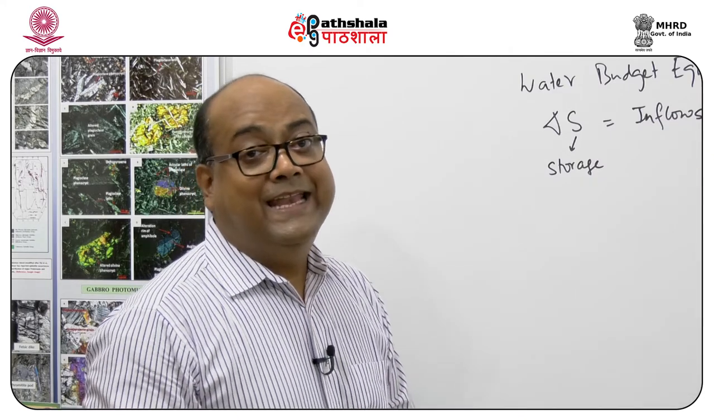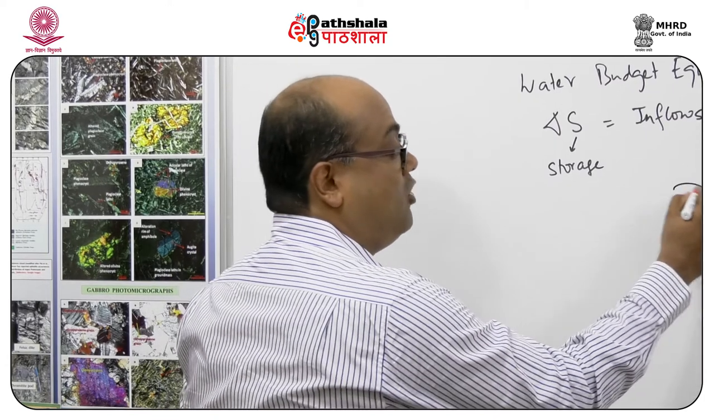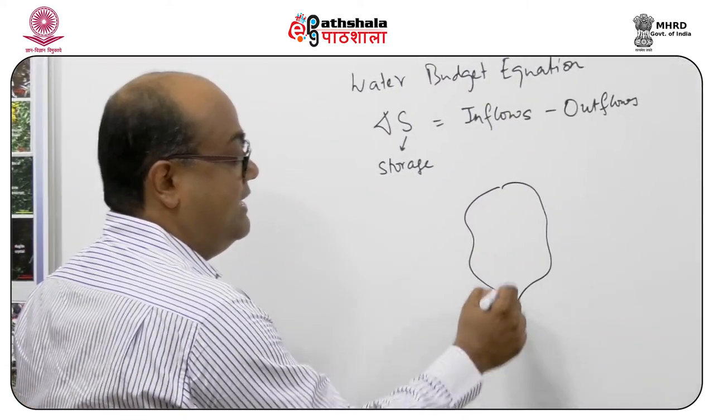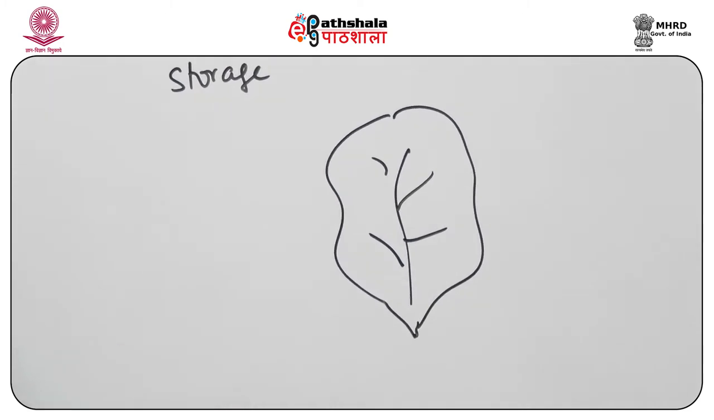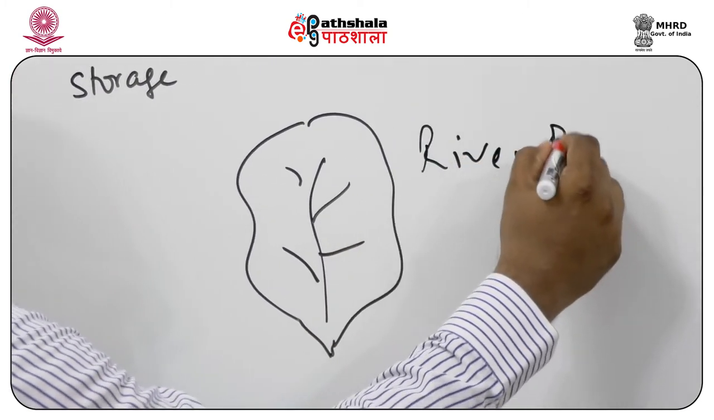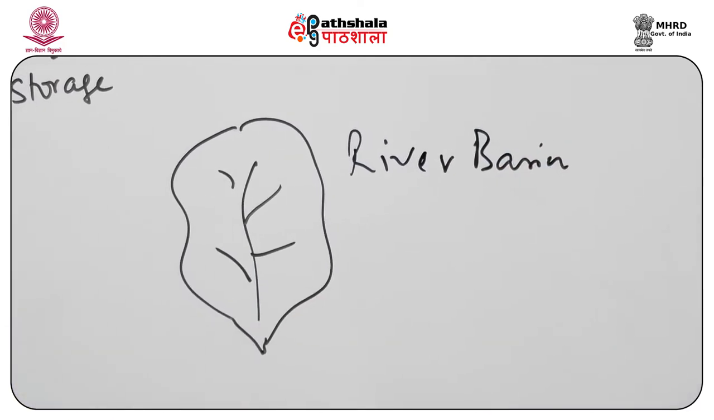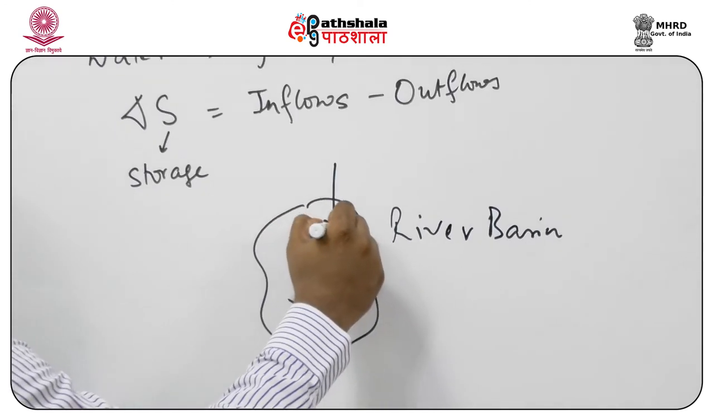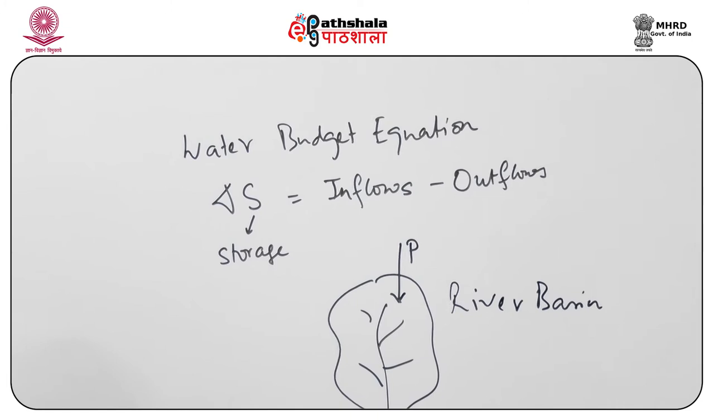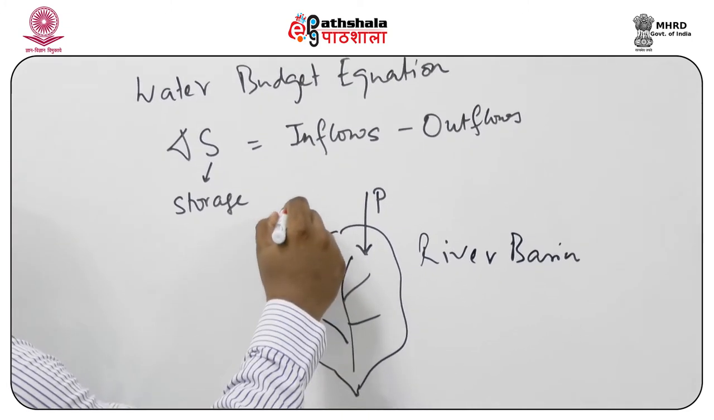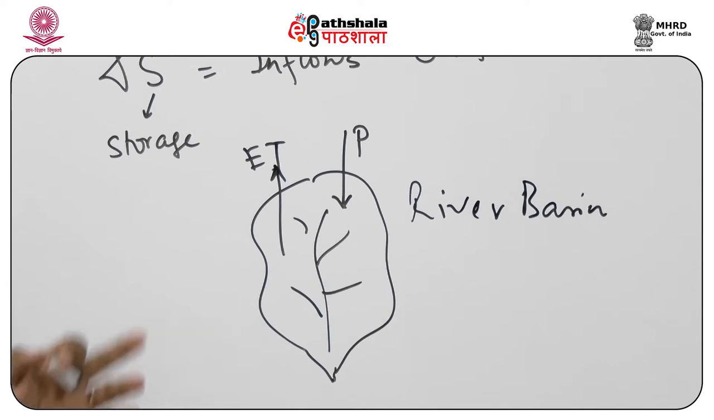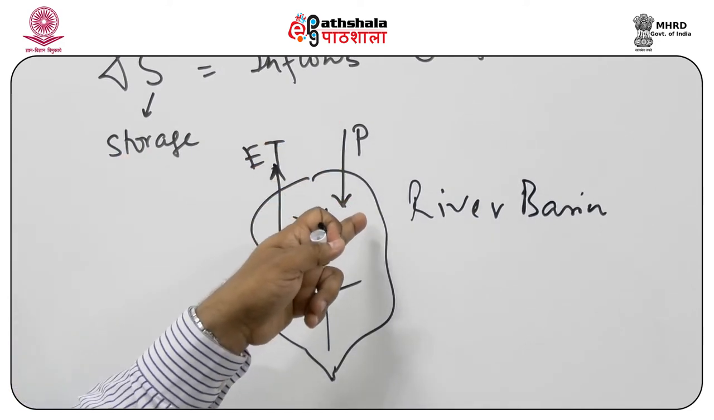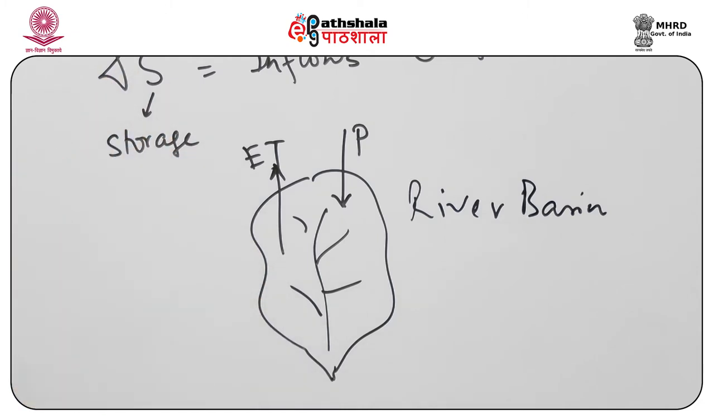Now, if I take the example of a river basin, if I draw a river basin very roughly, and here we are saying that these are the streams in the river basin, I can write the equation for the case of a river basin. What are the major inflows? As we know, precipitation is the major inflow. And what is an outflow? Evapotranspiration, as we saw, which is the transfer of water from the land surface towards the atmosphere, is an outflow. The arrows going towards the basin indicate an inflow, and out of the basin an outflow. Another outflow is runoff, as we have discussed earlier.